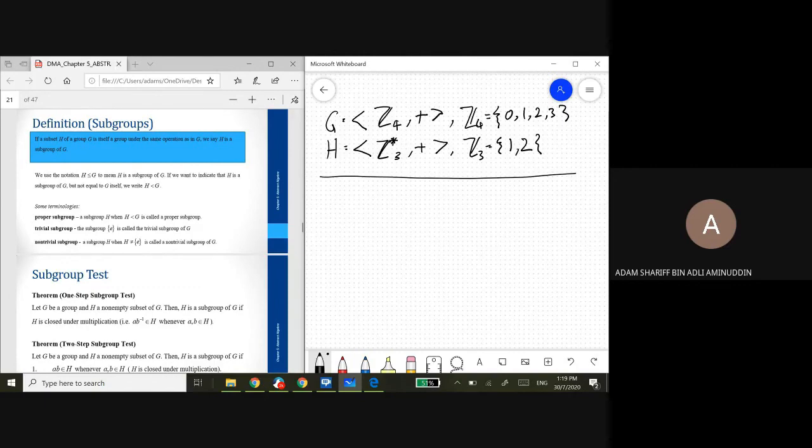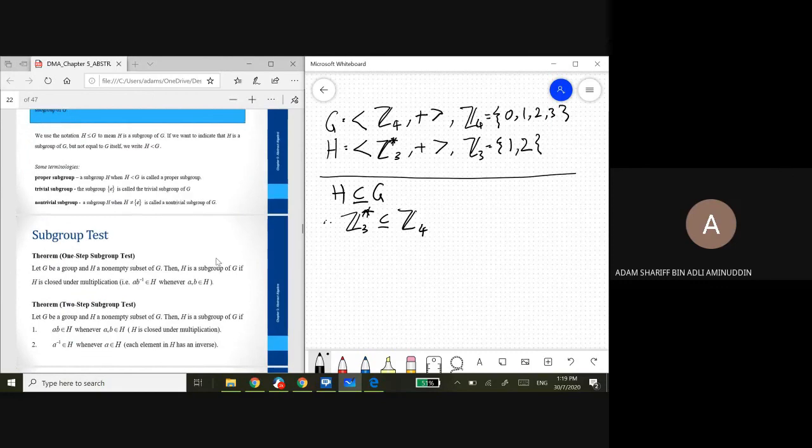In order for H to be a subgroup of G, we must check first whether H is a subset of G. And it is clear that Z3 star is a subset of Z4. Okay, this condition has been satisfied. This is the fundamental thing that needs to be tested first. A subgroup, this is a set, terminology in set. A subgroup, the symbol is like this. It happens to be a subgroup of G.